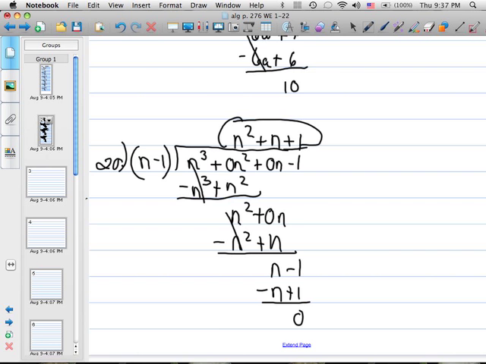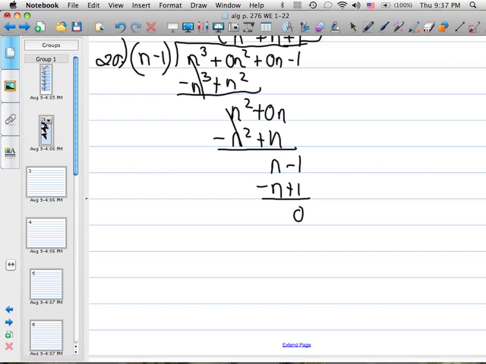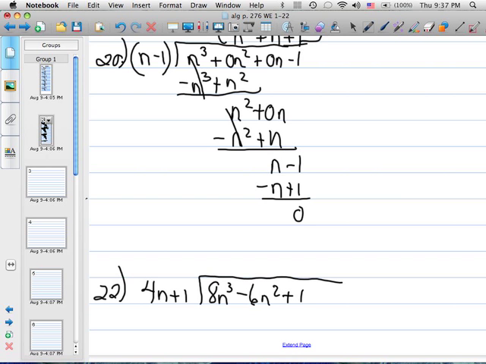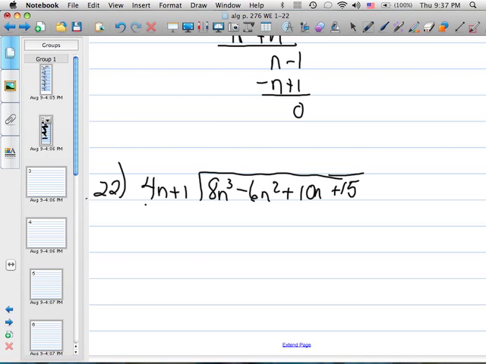And the last problem, number 22. Our divisor is 4n plus 1. Our dividend is 8n cubed minus 6n squared plus 10n plus 15. All the terms are there in decreasing order. To get 4n to be 8n cubed, we need to multiply by 2n squared. So that goes above the n squared term.